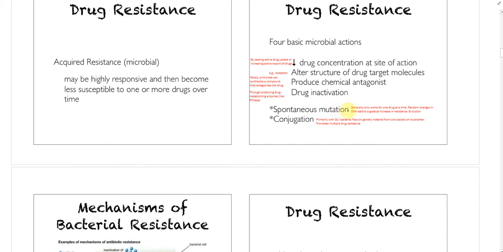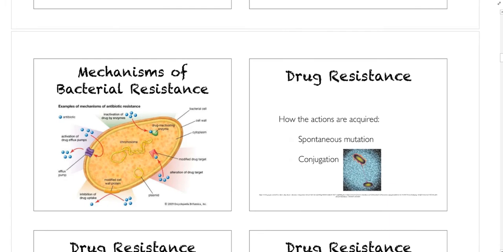This takes a lot longer to develop, as opposed to conjugation, which is this really unfortunate thing that bacteria have developed the ability to do, where basically they kind of mate in some ways. And it's primarily with gram-negative bacteria. They pass on genetic material from one to the other through connecting, what are those things called? Like a little stick thing. Like these little doohickeys coming out of both of them, and they connect. I don't know, just the first thing that comes to my mind.